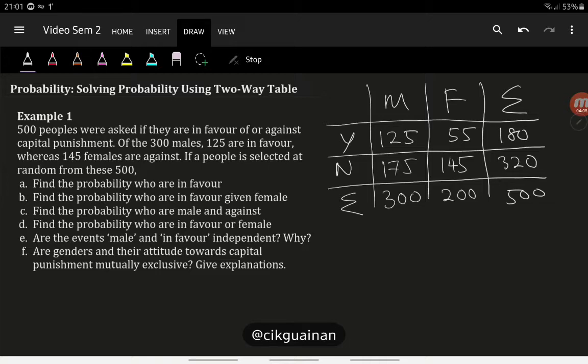Now example 1, find the probability who are in favor. For part A, the question is asking for the probability of the ones who say yes. How many say yes? 180. But this is not the probability yet. This is the number of people saying yes, so we have to divide by the total number of people, which is 500.